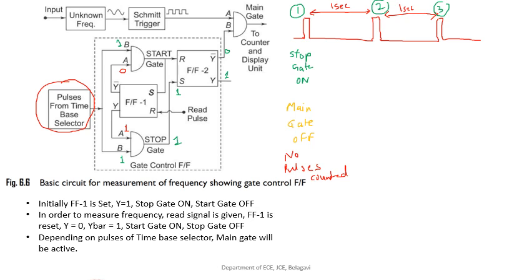Now let us say you want to count the pulses. After you count the pulses only can you measure the frequency. So if you can see here, there is a read signal, a read pulse. Whenever you want to count the pulses, we will give a signal here. This signal is given to the reset of this flip-flop.